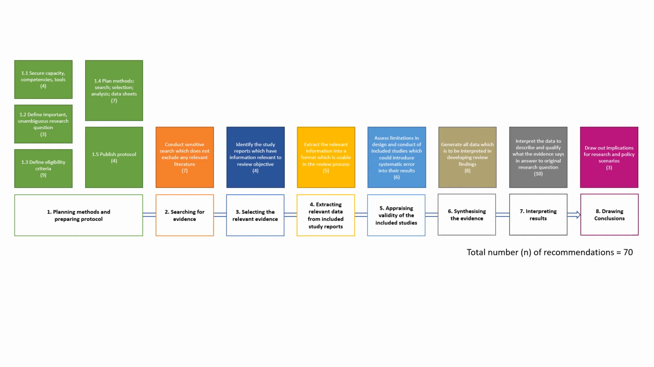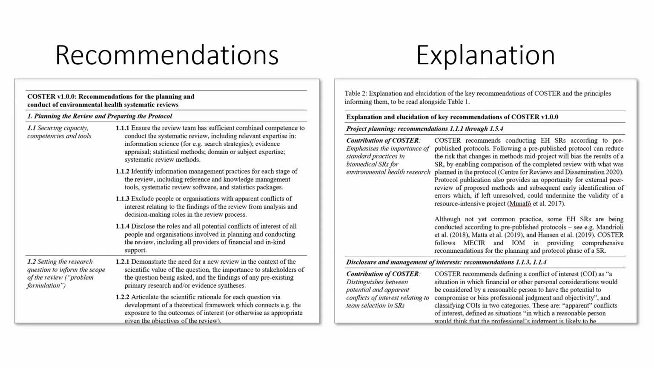And then there are a certain number of recommendations for each of the subsequent steps of searching for evidence, selecting relevant evidence, extracting relevant data from included study reports, appraising the validity of included studies, synthesizing evidence, interpreting results, and drawing conclusions. What you will find in the COSTER manuscript are the 70 recommendations for conduct of systematic reviews, so that covers each stage of the systematic review process, and you will also find an explanation of why those recommendations are being made and what those recommendations actually mean.